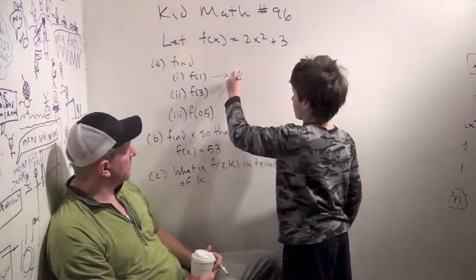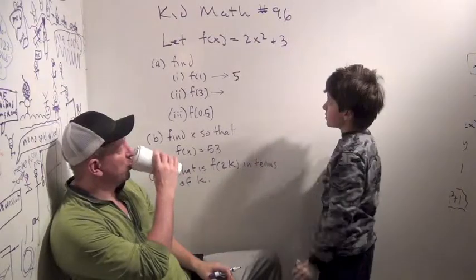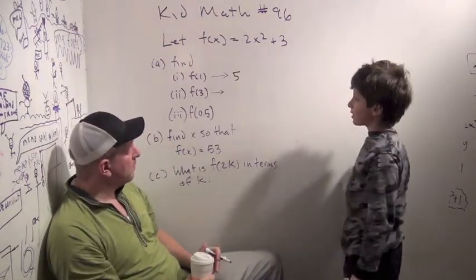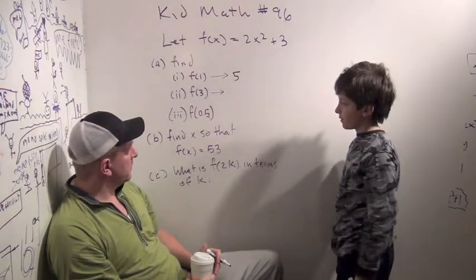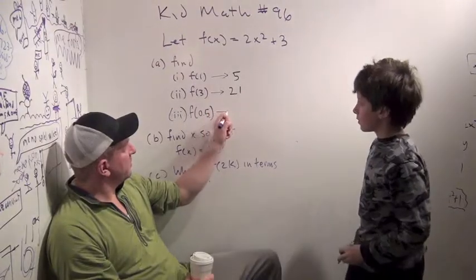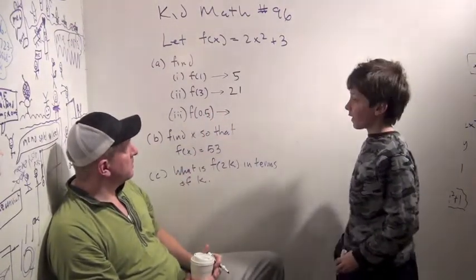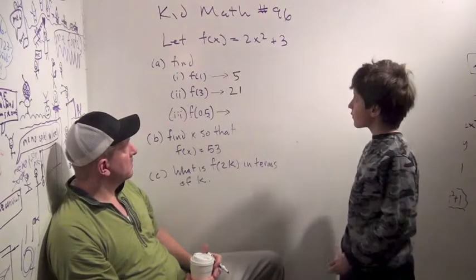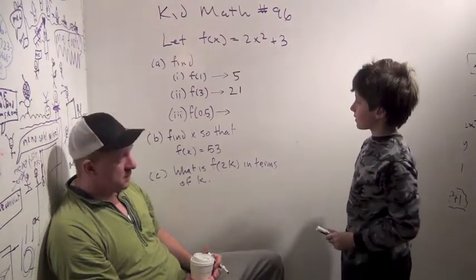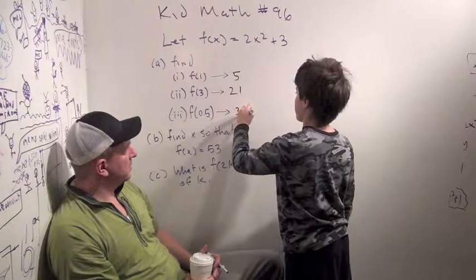Okay, awesome. What is f of 3? For 3, you have 2 times 3 squared, which is 9. 2 times 9 is 18. 18 plus 3 is 21. All right, cool. All right, what is f of 0.5? Well, 0.5 squared is 0.25. Half squared is a fourth. Then 2 times a fourth is back to a half. This is 3.5. Good job.